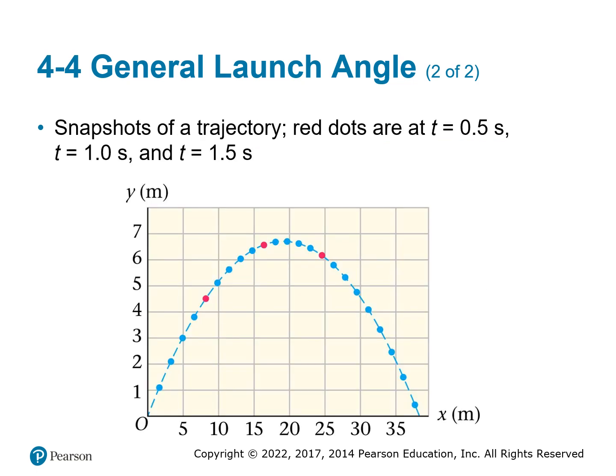All right, so in this example, you have different snapshots of a trajectory, which is a fancy way of saying its path. The red pinkish dots are at time 0.5 seconds, time 1 second, and 1.5 seconds. So you can see the parabola shape. You can see it's getting higher into the air. It's increasing in the y direction. It's getting further away from the origin in the x direction.